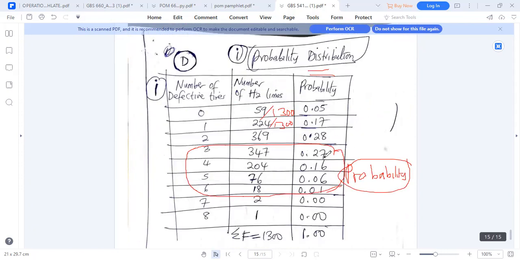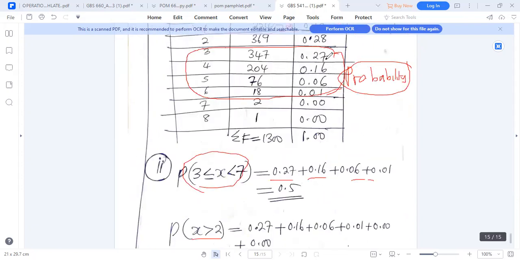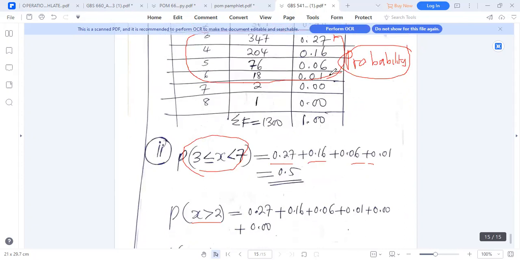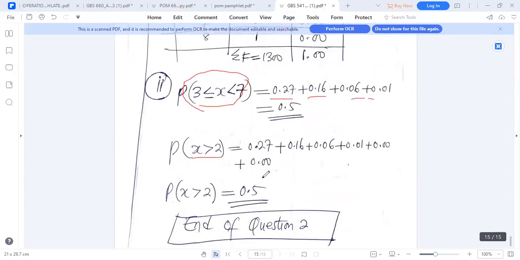So we are getting, simply saying this one up to the far end. So x greater than 2 is from 0.27, 0.16, 0.06, 0.01, 0, and 0. So x greater than 2 is 0.5 as well. So this is about the way this assignment was prepared. It is just a matter of having time to go through it. If there are any issues, we'll be able to clarify them.